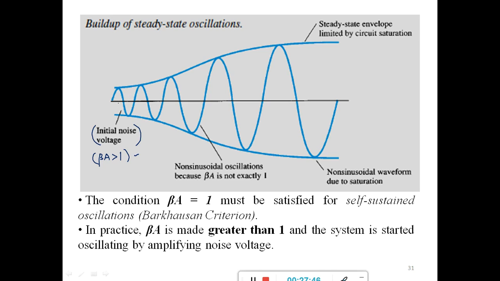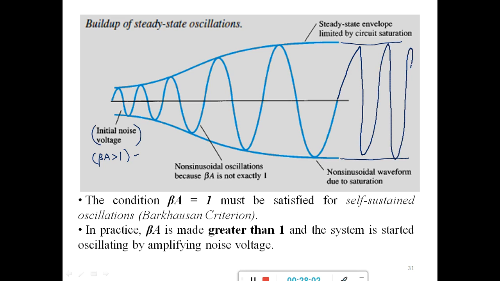So unless and until this condition is there, the oscillations go on increasing slowly, and after some time, once the steady state is reached, we will be getting sustained oscillations, which are of constant amplitude and constant frequency, in this way. And these signals will appear when the condition beta into A is exactly equal to 1.